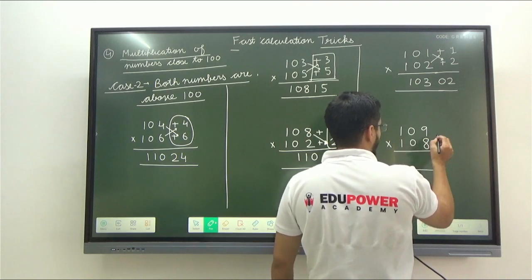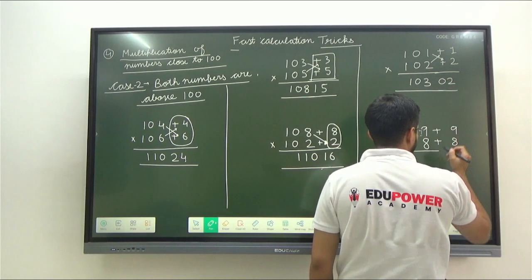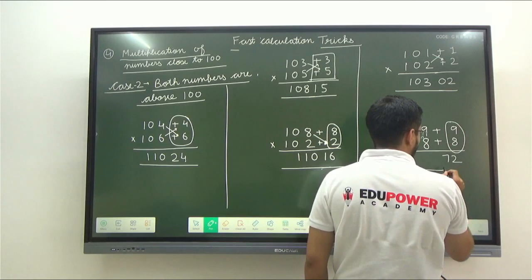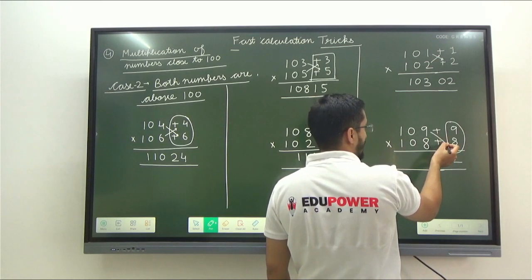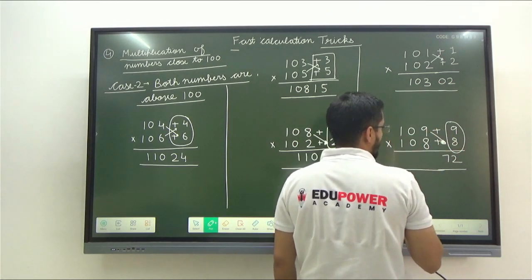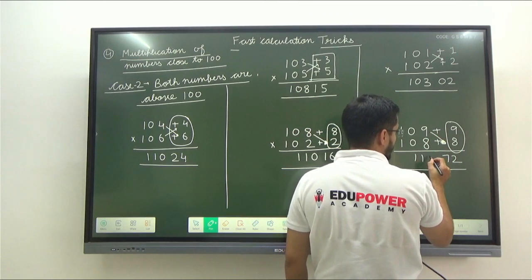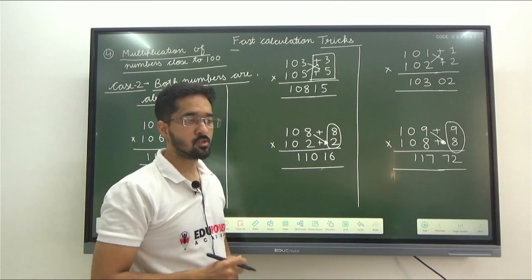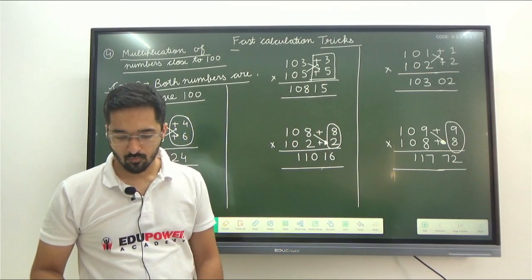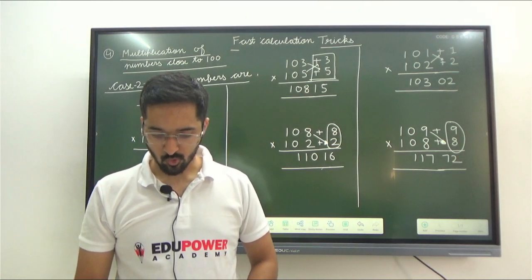Now 109 into 108, so this is plus 9, this is plus 8, right. 9 into 8 is 72, right, and 109 plus 8 is 117, right. So the answer is 11772, right. So you are able to solve it, it's well and good.